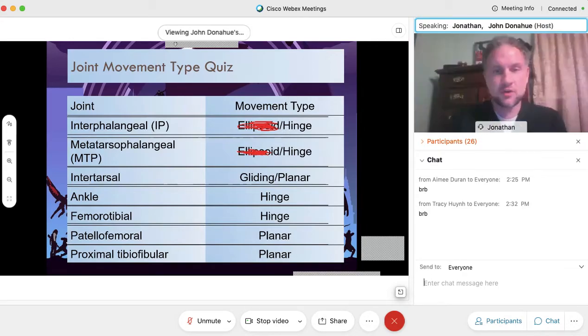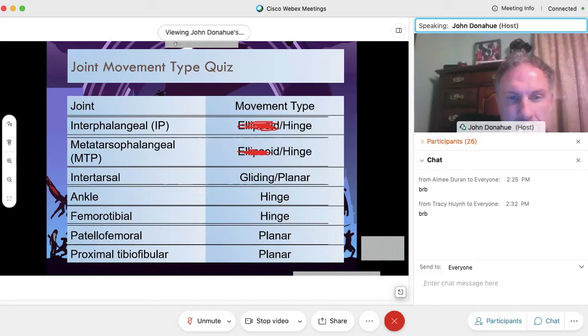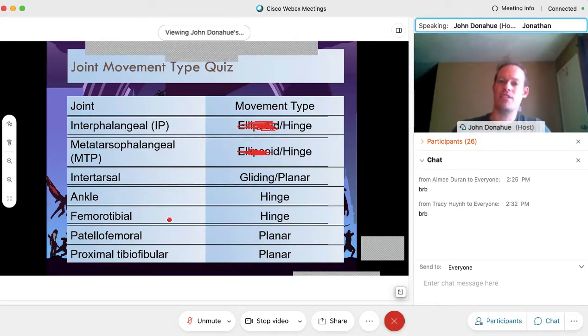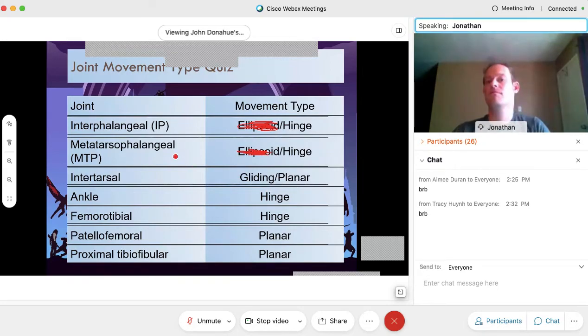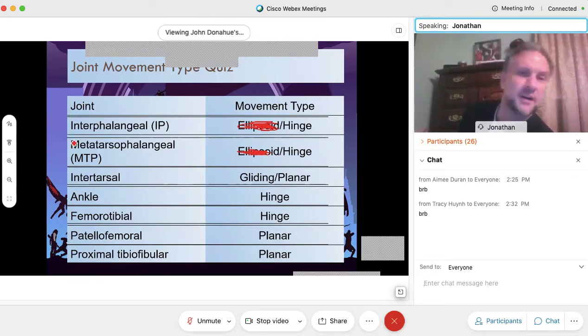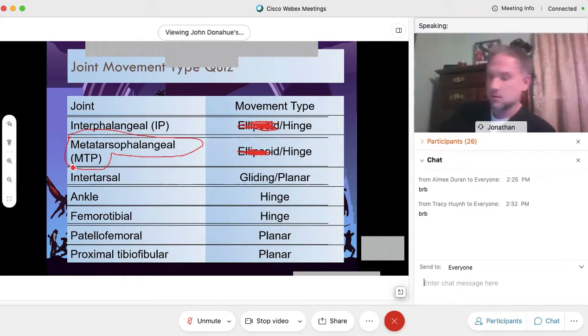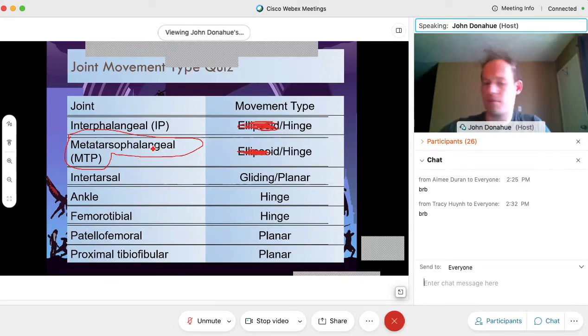So the metatarsal, the MTP, is that one supposed to be hinge or ellipsoid? Ginglymus hinge. I'll double check. That's what my notes said. I was just looking at the book. I think it says for the MTP, it said that was the ellipsoid condyloid. Okay, I'll double check that, Jonathan. Let me write that down. I'll clarify that. I may have made a typo in my notes.